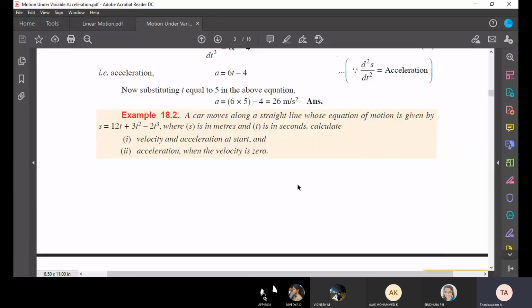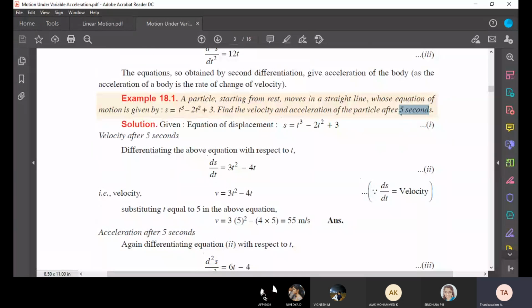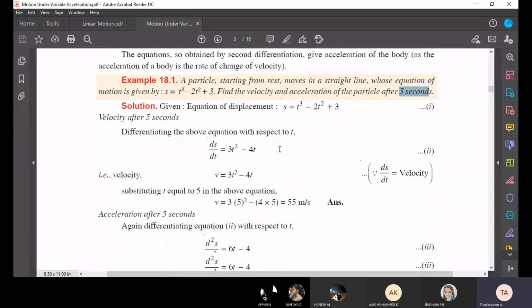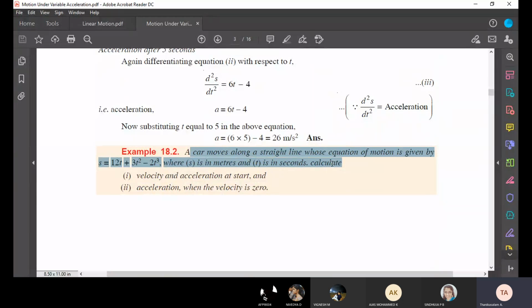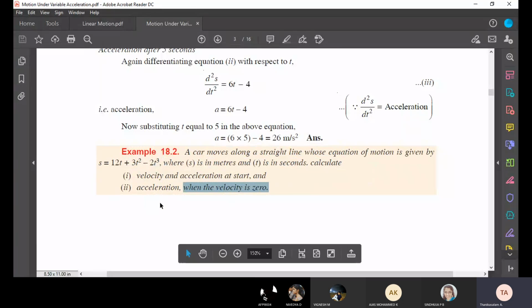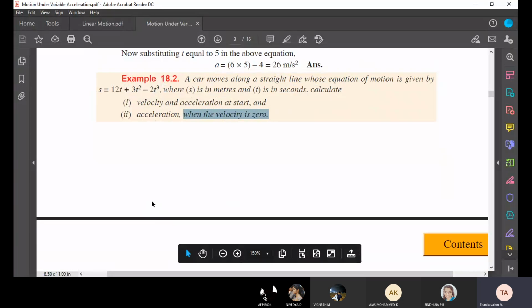Students, in this question, actually two questions are asked, including when the velocity is 0. They did not give the time, no? In the previous question they gave the time: after 5 seconds, we calculated the velocity and acceleration. In this question, they did not give any t, whether 5 seconds or 10 seconds. What is the condition given? When velocity is 0, you have to calculate the acceleration. You will understand.